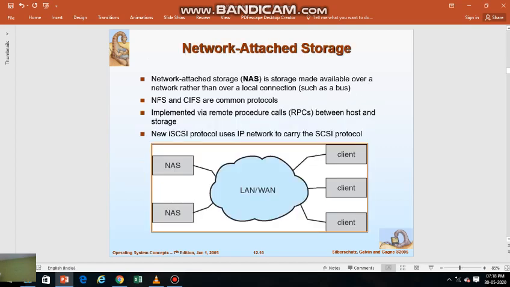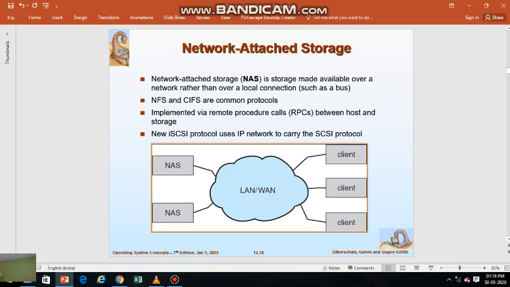Next, we have the network attached storage access. This network attached storage is a special purpose storage system that can be accessed remotely over a data network. You can see the diagram. In that diagram, you have NAS storage, which is connected to a network, that is a LAN or it may be a WAN, and through that network it is connected to many clients. So we can have access to the disk over a network. Two common protocols are NFS and CIFS.